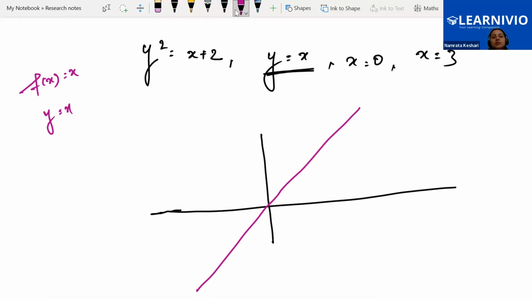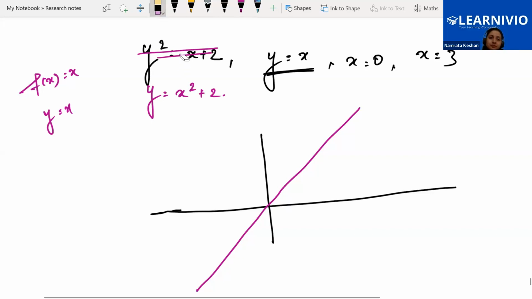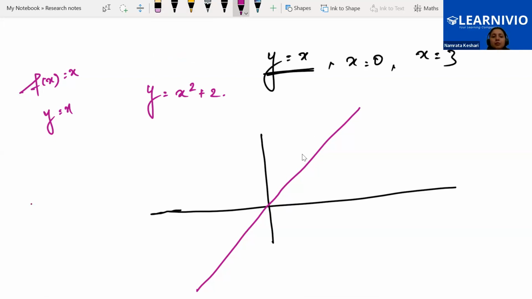Now the other equation is y square is equals to x plus 2. Ma'am, it is just y is equal to x square plus 2. Oh yeah, it is y is equals to x square plus 2. How exactly this equation curve will look like? Is it a parabola? A parabola which we have seen as y square is equals to 4ax, x square is equals to 4ay. Yes, ma'am.